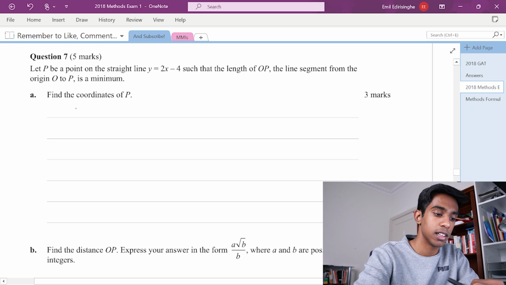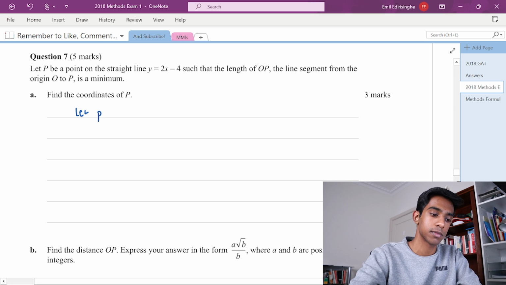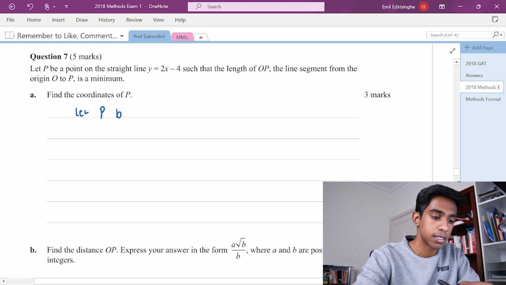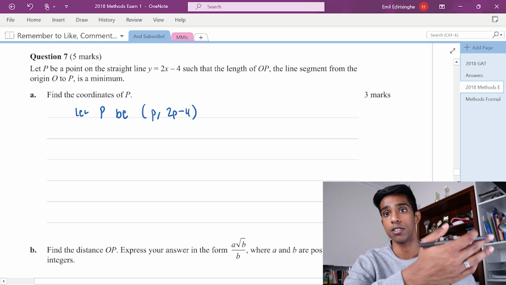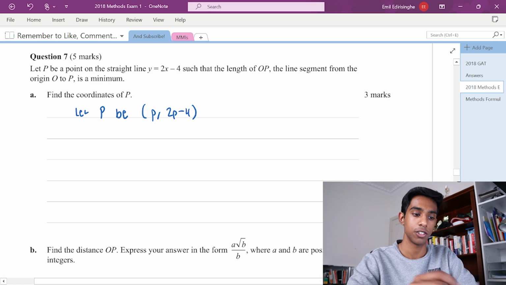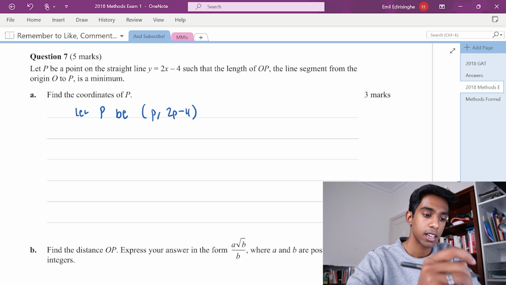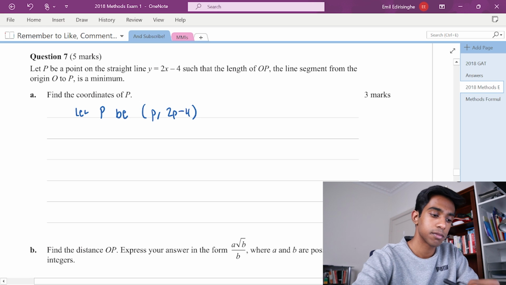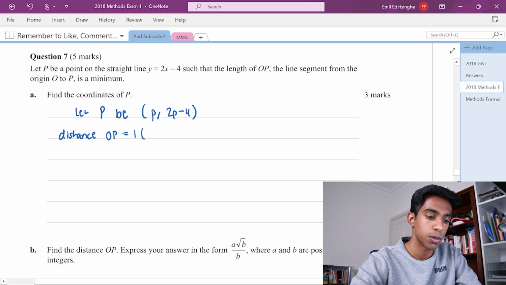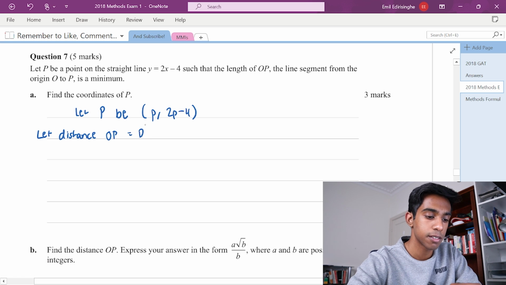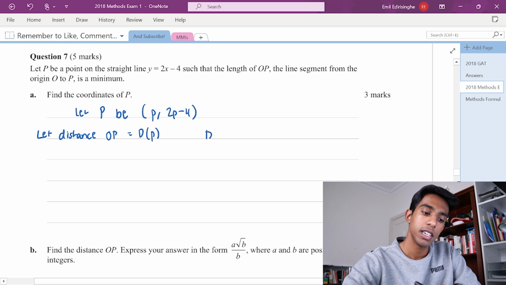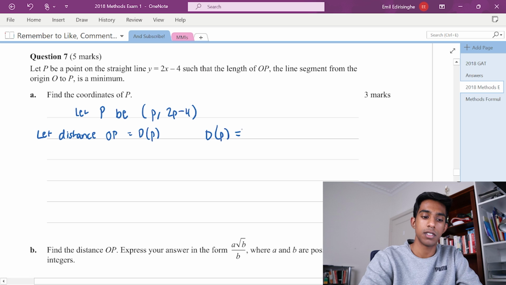So the first thing I'll do is let the point P be some point. So that will be P, 2P minus 4. And this is essentially just the coordinates of any point P on this straight line. Then I'll say the distance OP equals, let's call it D of P. So let distance OP equal D of P. Then D of P is equal to, and now we use the distance equation.